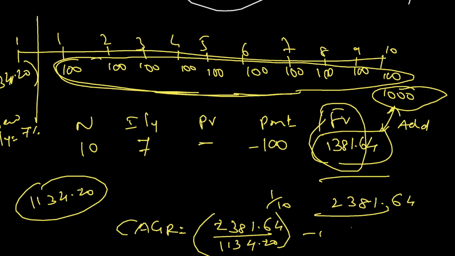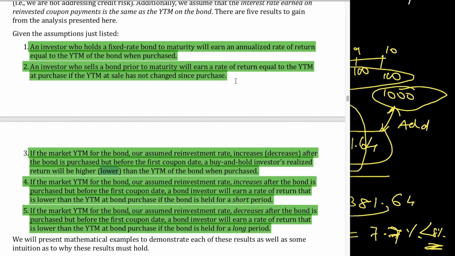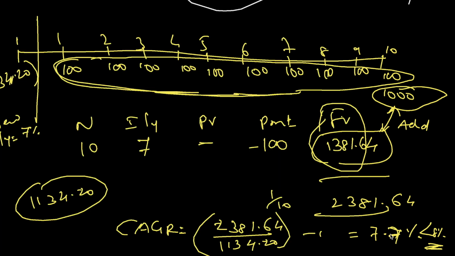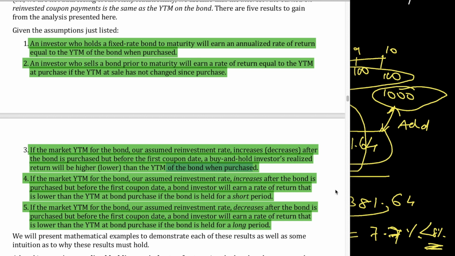So I convert it into percentage. I am getting 7.7 percentage only, which is lower than 8 percentage. 7.7 percentage is lower than my initial IY of 8 percentage. So that's what proves this third point about decrease in the IY. When IY decreases and I'm following the strategy of buy and hold, my return will be lower than the YTM of the bond when purchased. So when it was purchased, it was 8 percentage. Now it is 7.7 percentage. So this proves the third point.